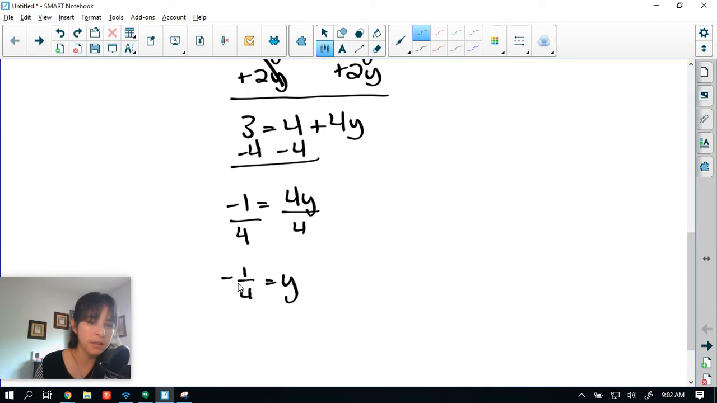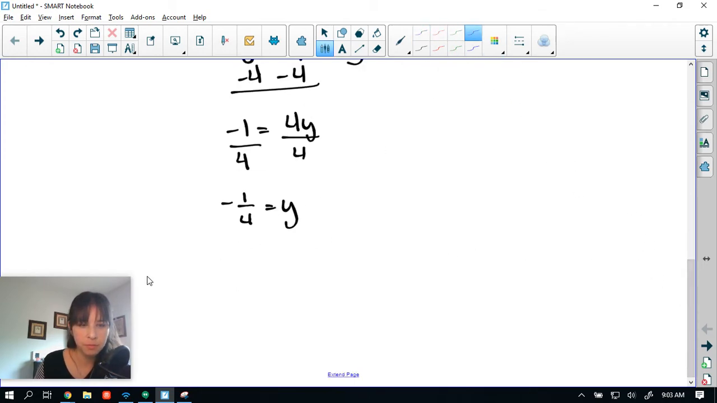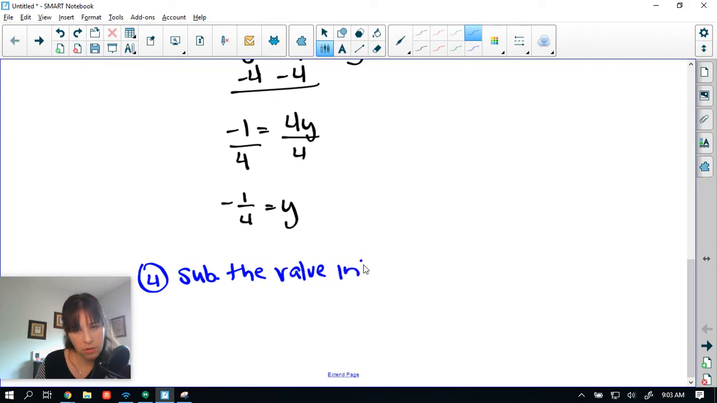I'm going to keep it as a fraction. Fractions are seen as more precise, while decimals are approximate. So I'm going to keep it as a fraction. Okay, the next step, step 4. Substitute the value into the two equations. And we're going to make sure both of them equal each other.